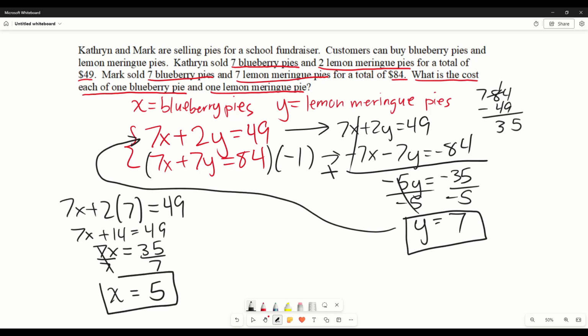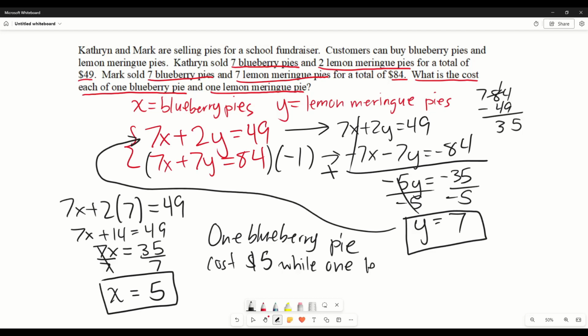When you have your answers like this, it's best to write your answer stating how much the blueberry pie costs and how much the lemon meringue pie costs. If you just box the numbers, your teacher might mark you wrong because it's not clear what you're referring to, but some teachers will accept it. So for this, the right answer is: one blueberry pie costs $5, while one lemon meringue pie costs $7.